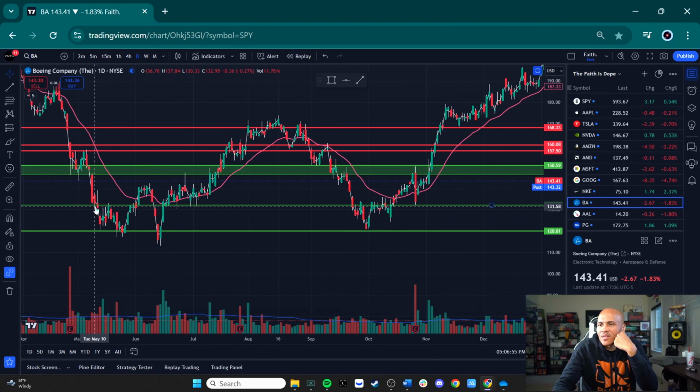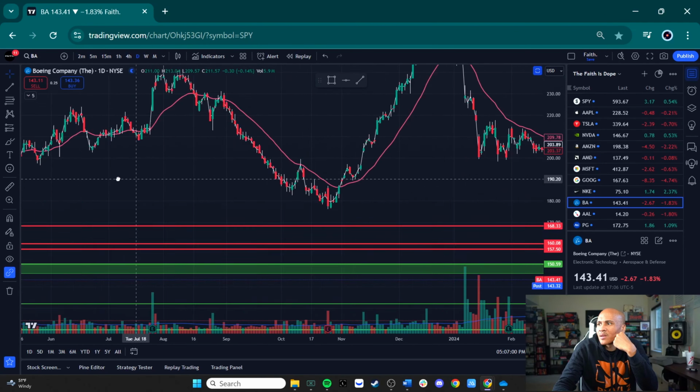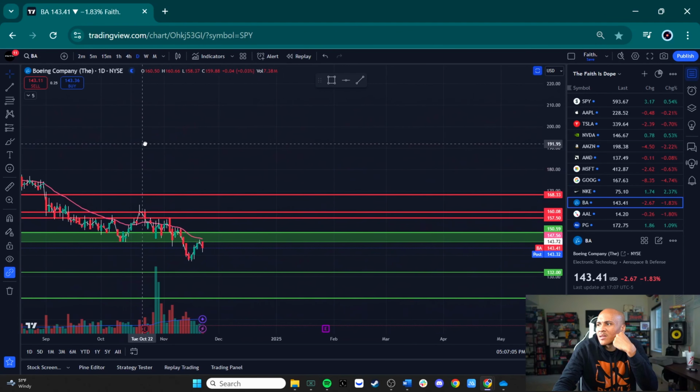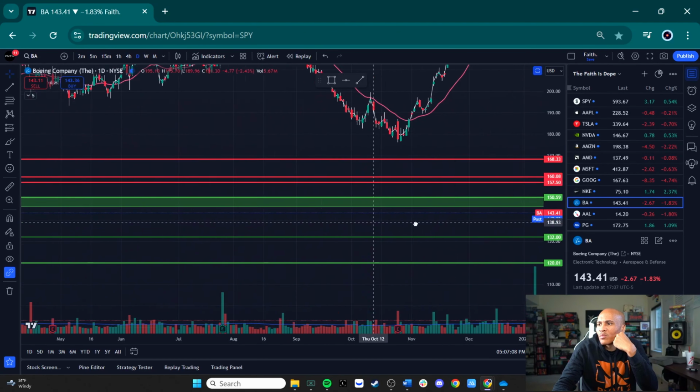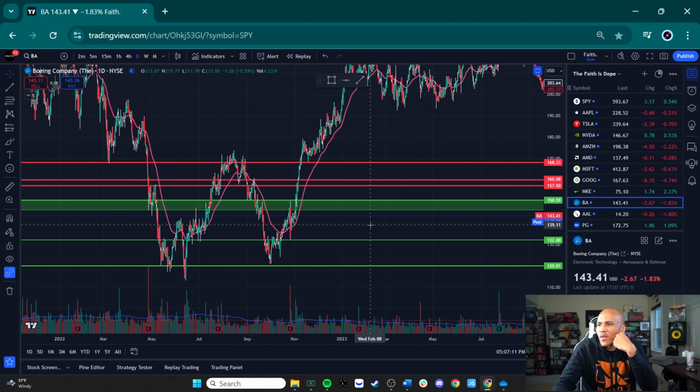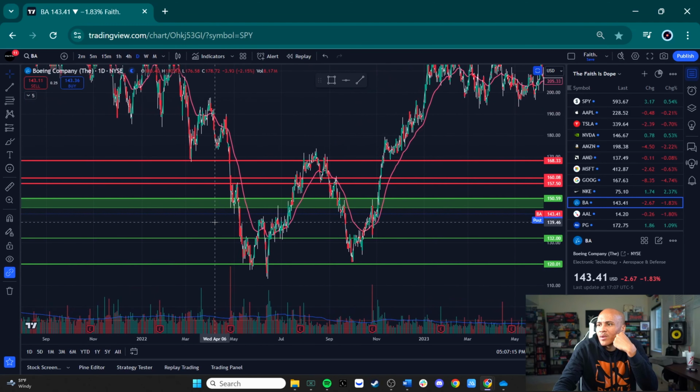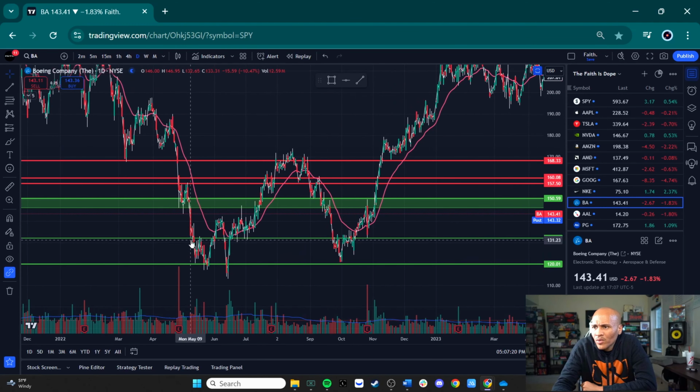This is resistance. Where's BA trading at? 150.59? Excuse me, 143.41. But this 132 level is a good level of demand. This was recently, you see how it reacted off of this level here? It bounced here, then it broke, boom. Resistance, boom, resistance. Then it finally broke.